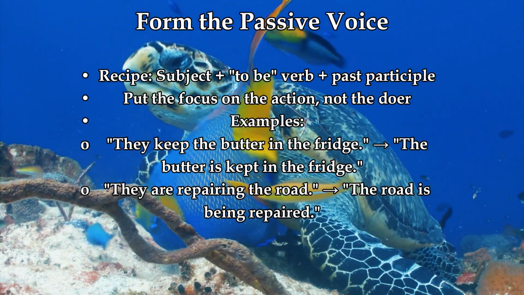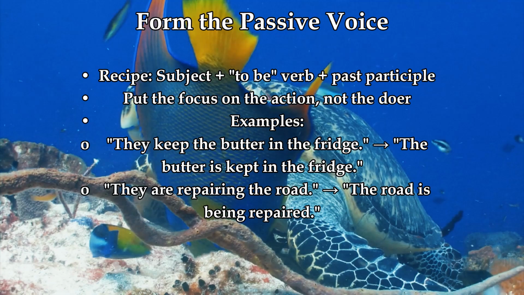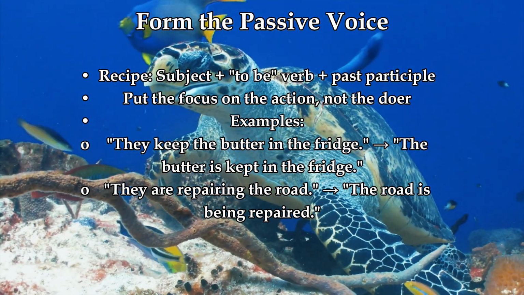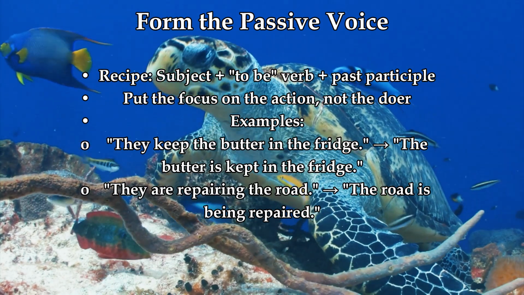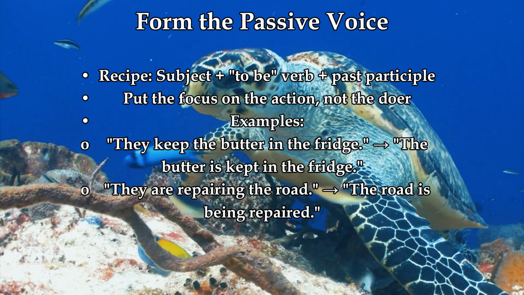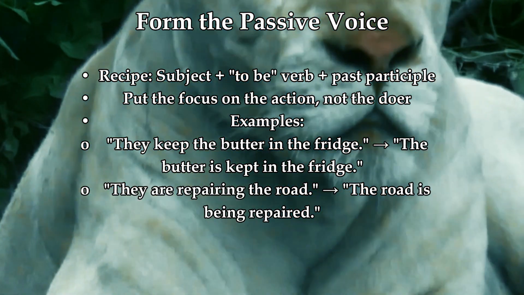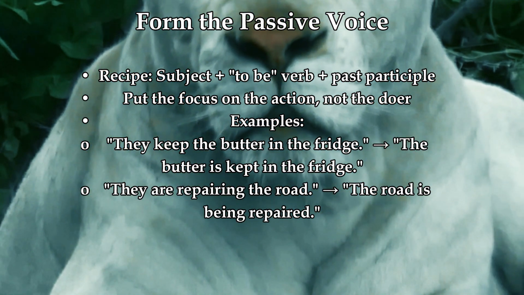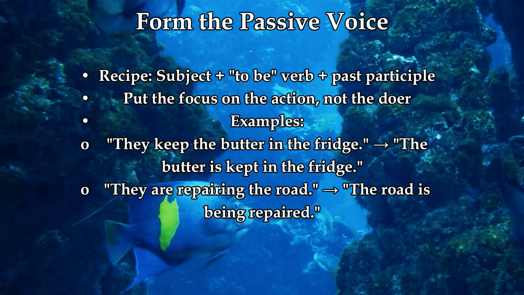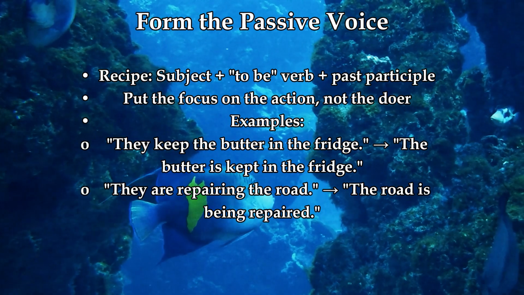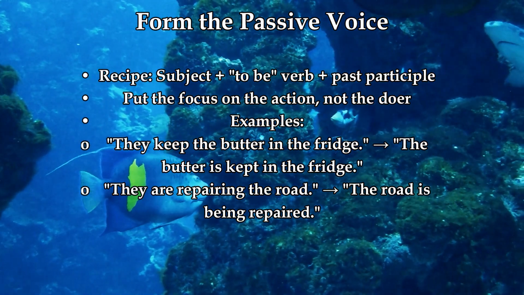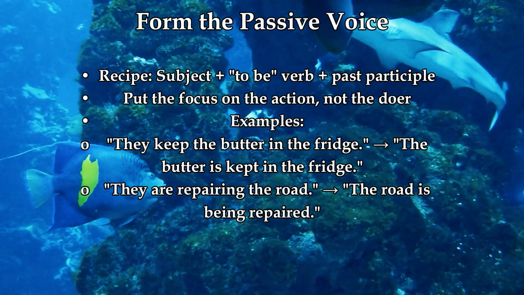Forming the passive voice: the recipe for sentence transformation. Now that we know what the passive voice is, let's learn how to form it. To create a passive sentence, you need two key ingredients: the verb "to be" and the past participle of the main verb. It's like a recipe for sentence transformation. Here's the step-by-step guide. Subject plus "to be" in the same tense as the active verb, plus past participle, plus optional "by" plus agent. Let's look at some examples to see this recipe in action.